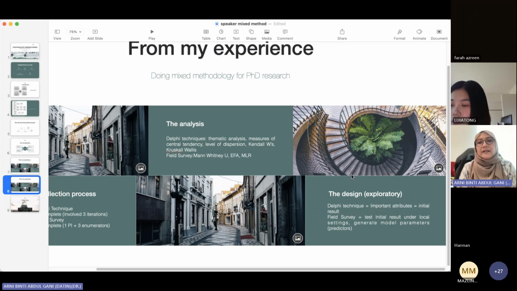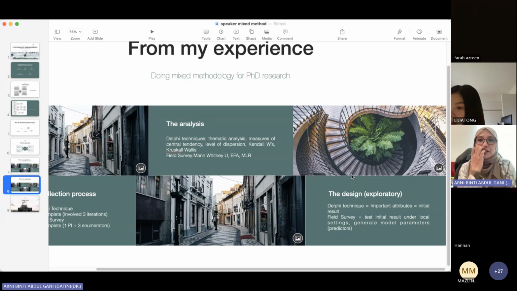Okay, so Delphi technique, I come up with the important attributes. Basically to answer 1 and 2, and that is the initial result, which cannot be generalized yet. So I have to test that in quant, meaning the field survey. So field survey, to test the initial results under local settings. My main objective was actually to come up with a model, to come up with a dimension, and I have to test that.